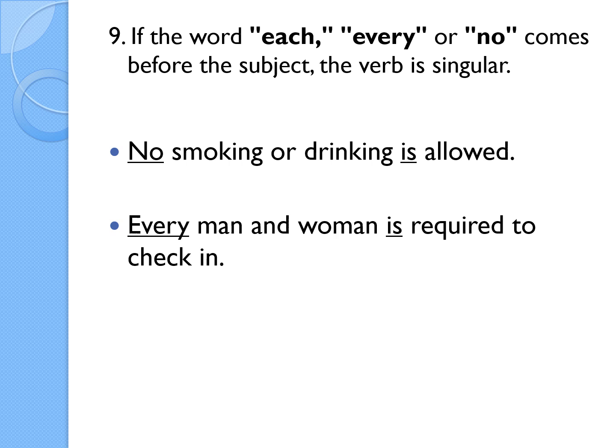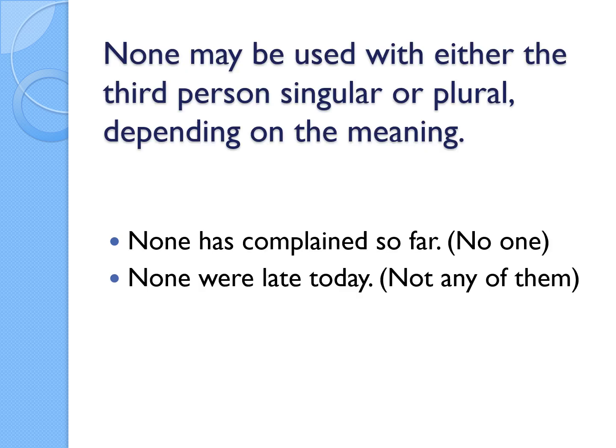Every man and woman is required to check in. So we use every before the subject man and woman. So the verb used is is, since we use every. Although it looks like there are two subjects, man and woman, since we use every in the sentence, the verb must be singular, and that is is. We cannot say every man and woman are required to check in. That's wrong. Instead, we have to say every man and woman is required to check in.